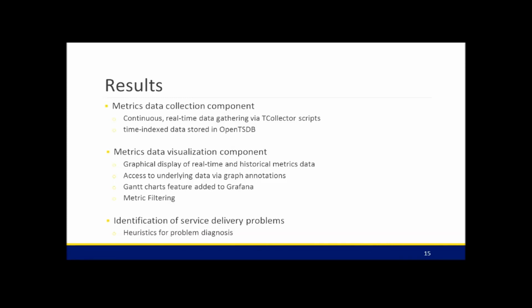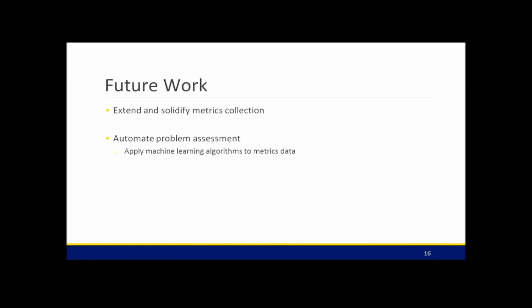And so putting that all together makes it easy to identify service delivery problems that are going on, since you have these easily accessible heuristics for how everything is running. And so going forward, extending and solidifying our metrics collection, basically add in more additional metrics so we can have more dashboards, more things that can be easily monitored with our system, and also making sure that everything we already have in there is working really solidly and is showing what we're expecting it to show.